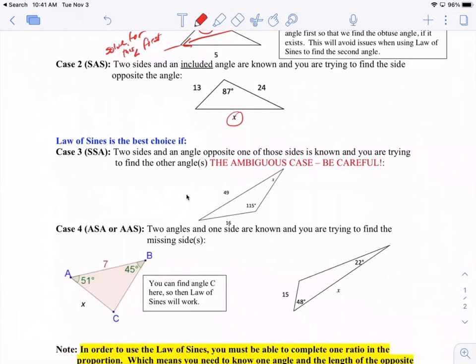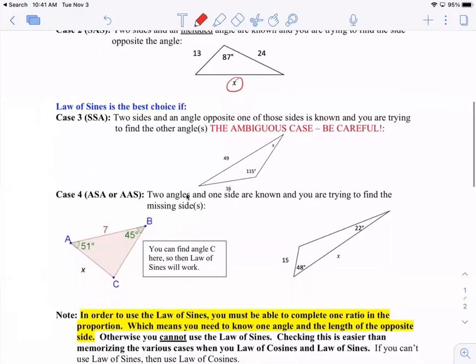And then for law of sines, we have the side side angle. I want you to be careful. That's the ambiguous case, right? That's the one where we're going to have to look for two possible angles, right? The acute angle and the obtuse angle. Make sure that both work. And then if you have angle side angle or angle angle side, you can always find the third angle if you're given two of them, right? So in this case, you'll be able to use law of sines.